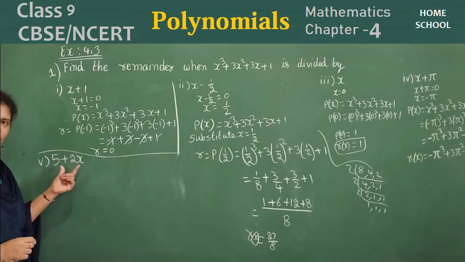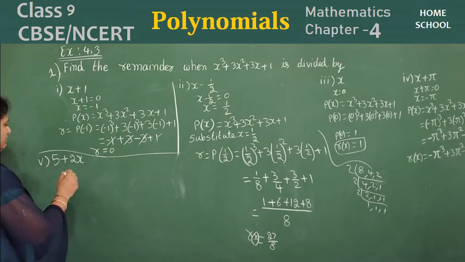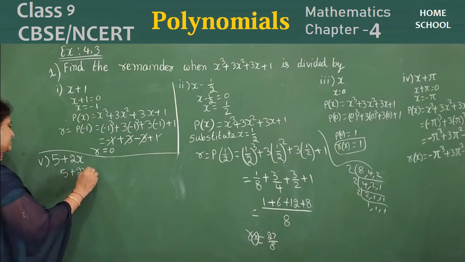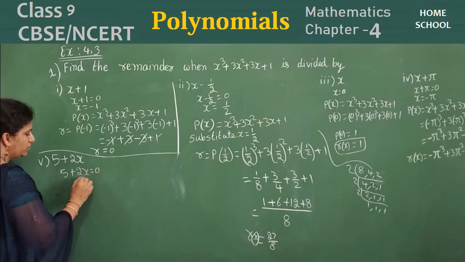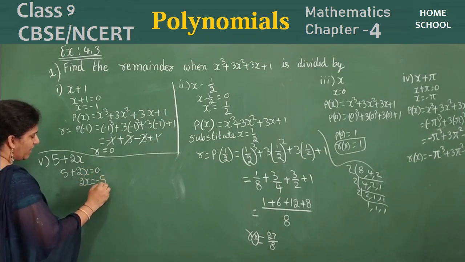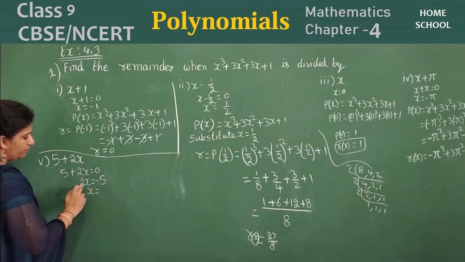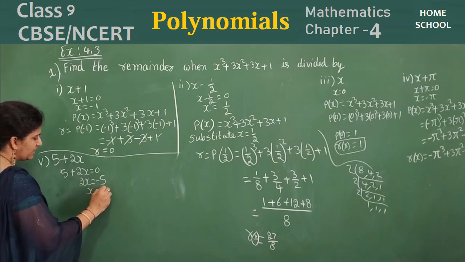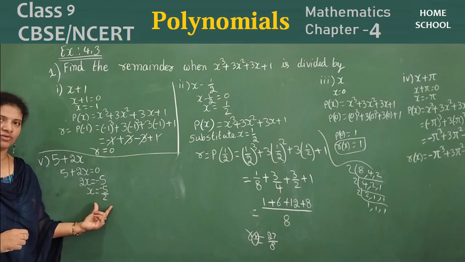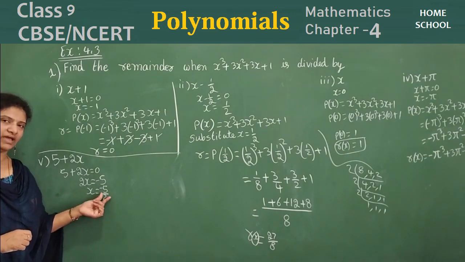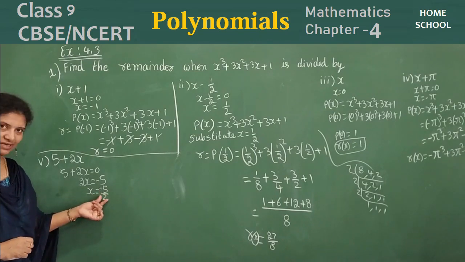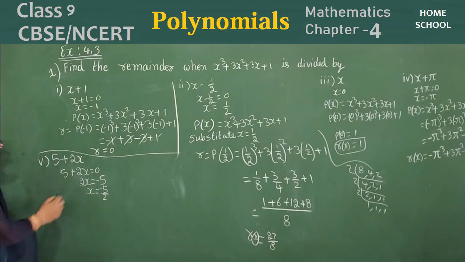That is 5 plus 2x. So now find the 0 of the polynomial, children. 5 plus 2x is equal to 0. 2x is equal to minus 5. It goes other side. Multiply, if it goes other side, divide. So now what is the 0 of a polynomial? X is equal to minus 5 by 2. Right? So now this value substitute in the given polynomial.